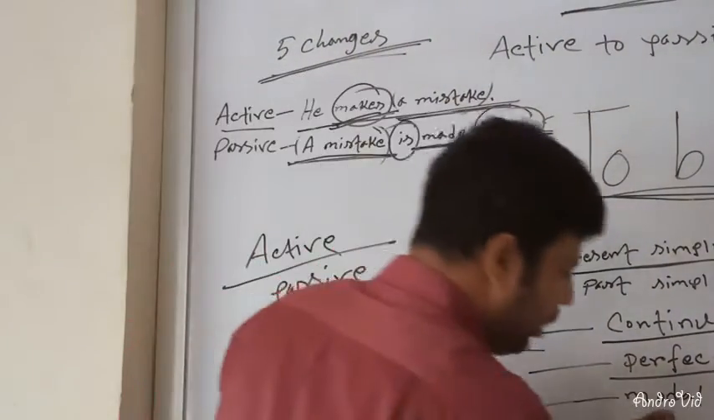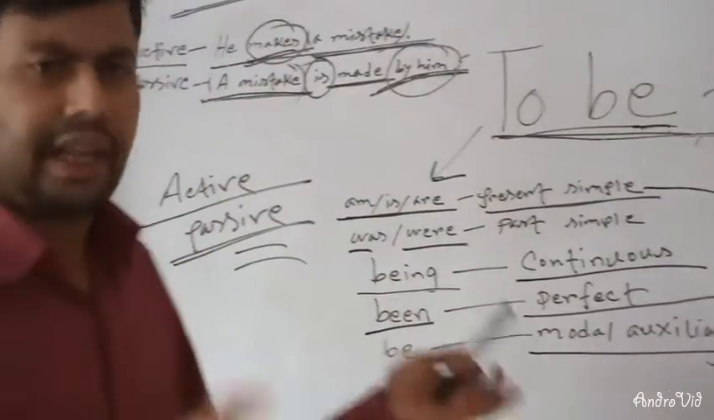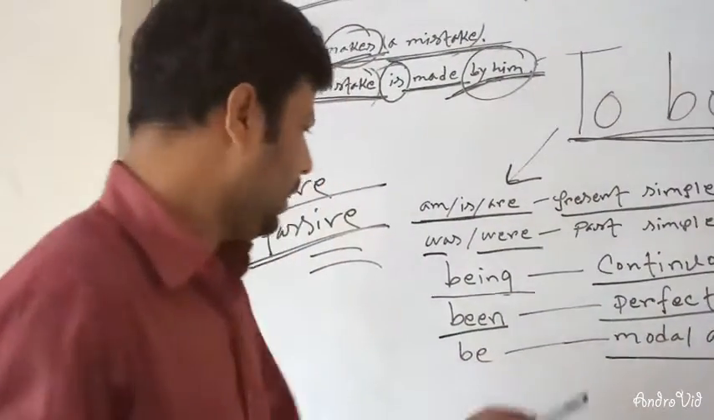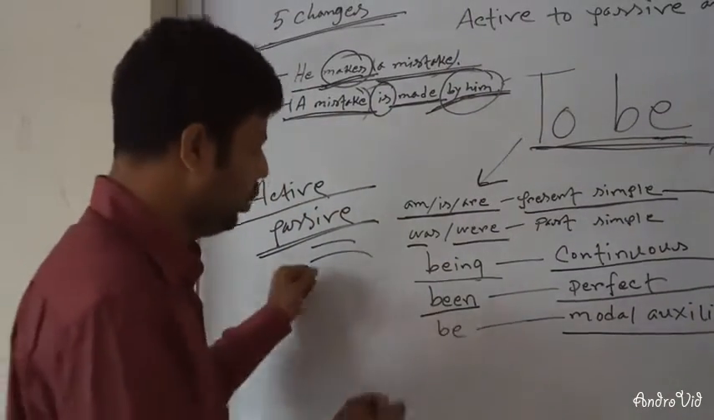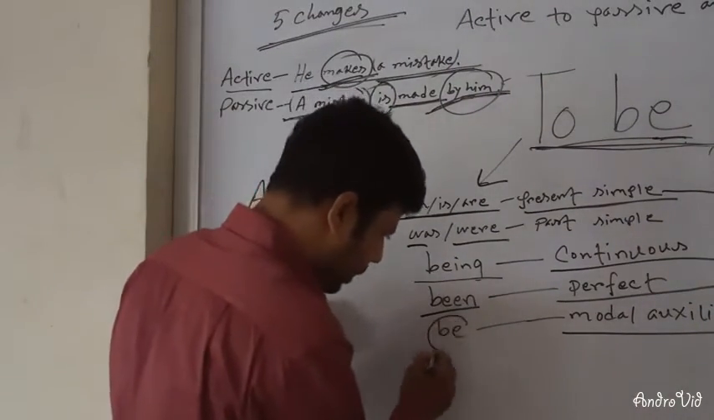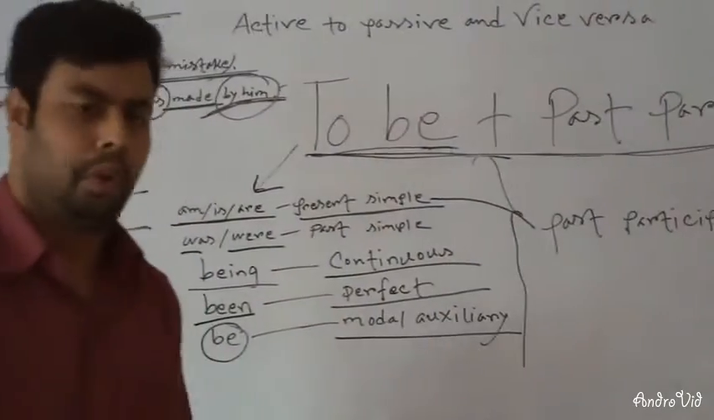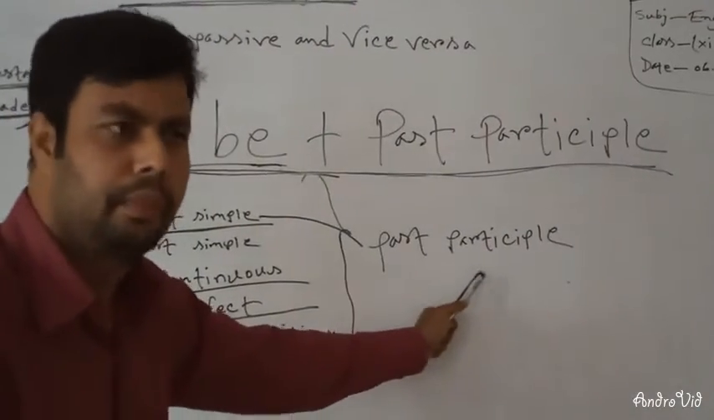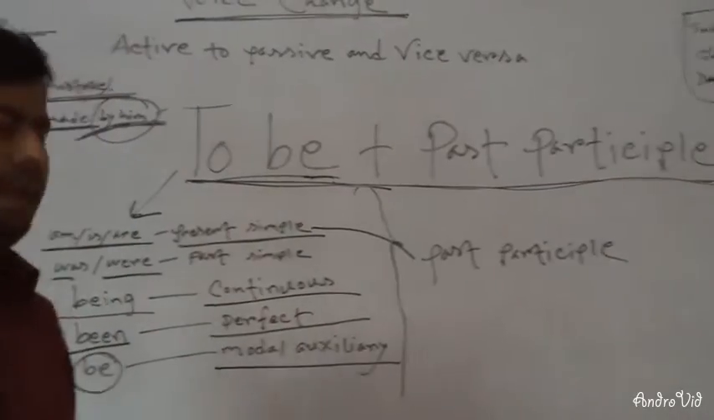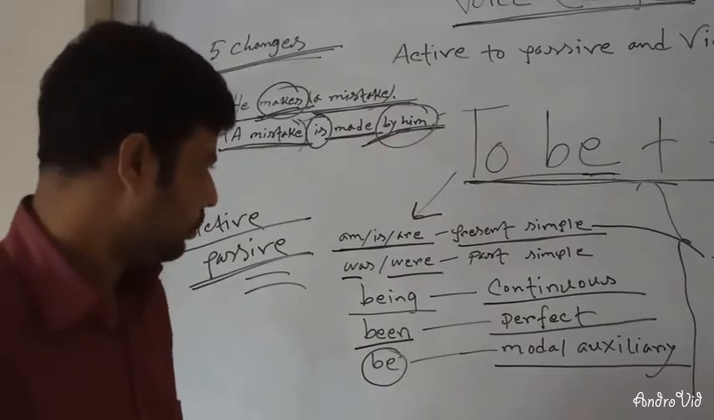If you have modal auxiliaries, you know what those are? Shall, should, can, may, might. If you have modal auxiliaries in the active voice, in that case you will have to use be in case of passive voice. And after all these to be verbs, you have to put the past participle form of the main verb. So the past participle form of the main verb is mandatory, it is a must.